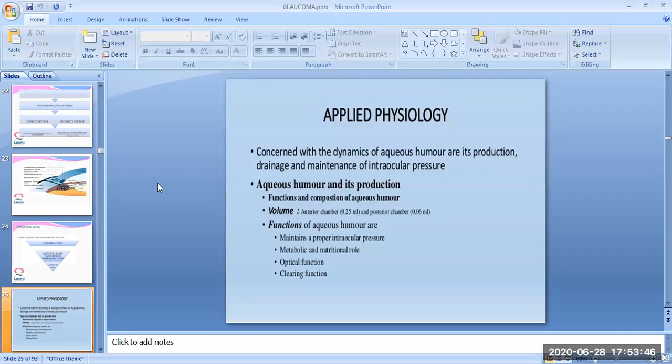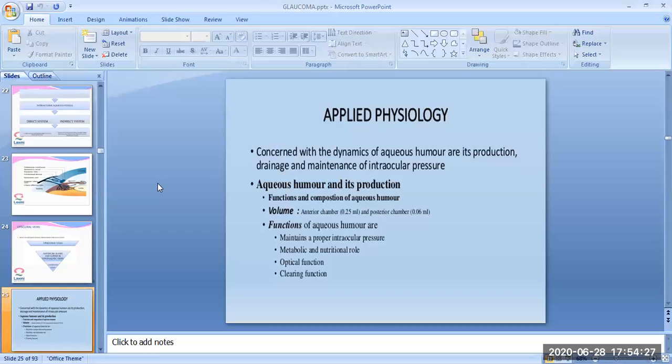Then is the applied physiology of glaucoma. The physiology is concerned with the dynamics of aqueous humor production, drainage, and maintenance of intraocular pressure. First is the aqueous humor and its production. The volume of aqueous humor in the anterior chamber is 0.25 ml, and in posterior chamber it is 0.06 ml. The aqueous humor is a clear watery fluid filling the anterior chamber and posterior chamber of the eyeball.